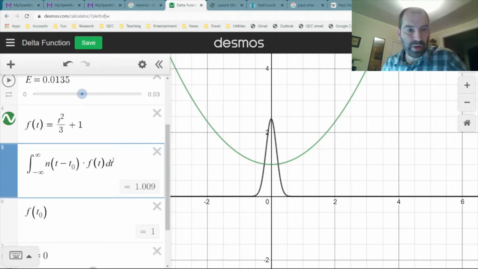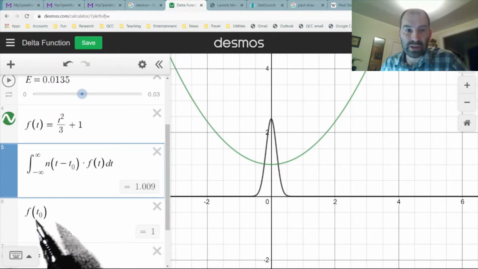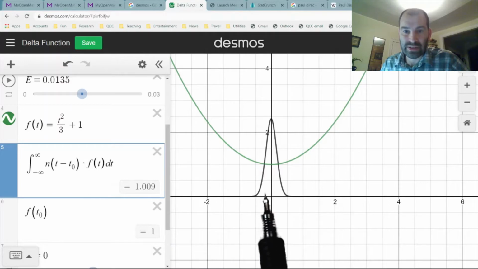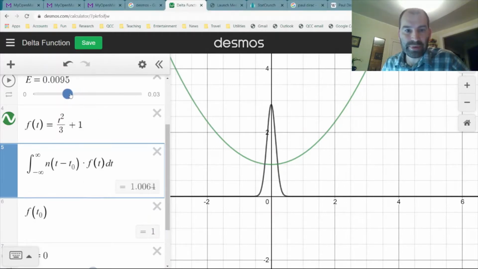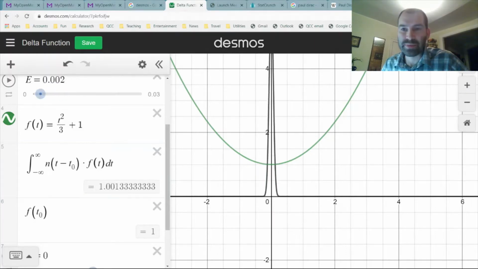There we go. Okay, if I multiply them together and integrate them, look at the answer I get. I get 1.009. Now, if I evaluate the function at t0, in this case at 0, I get 1. Those values are pretty close. Now, as I make the bump narrower, as I decrease my epsilon, you'll see the value of the integral approaches the value of the function.